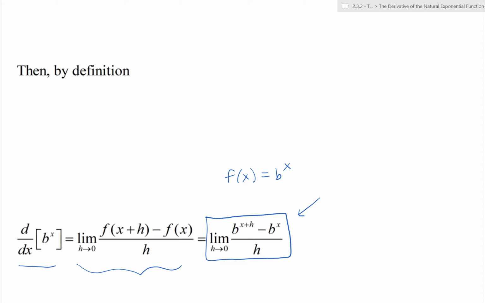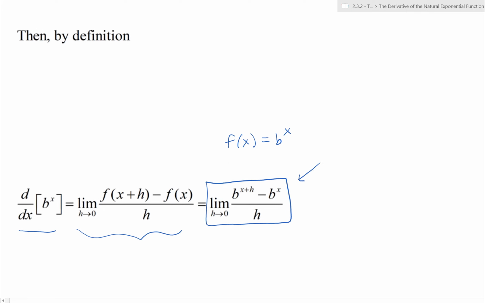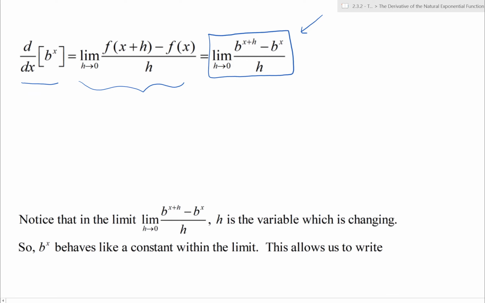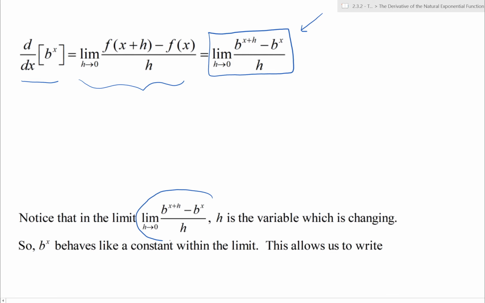And as is the case with all of the other derivatives that we've been investigating, this, as h goes to 0, goes to 0 divided by 0, an indeterminate form. And as usual, we've got more things to do here to figure out what that limit is. So what do we do? Well, just notice that in the limit of consideration right above, the h is the variable that is changing within the limit, right? Hence the limit as h is going to 0.